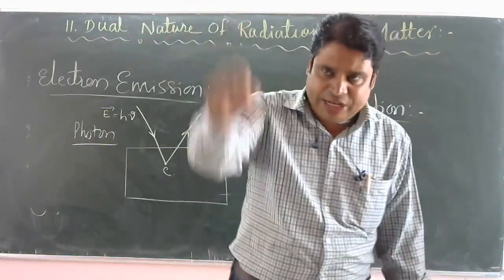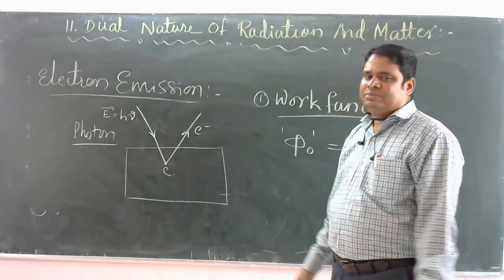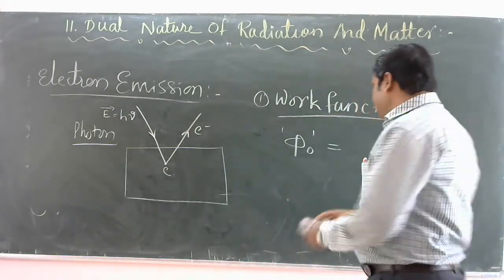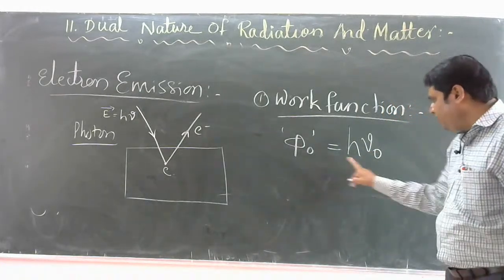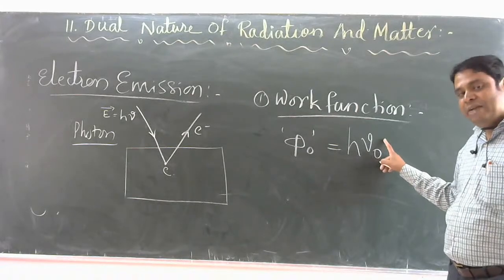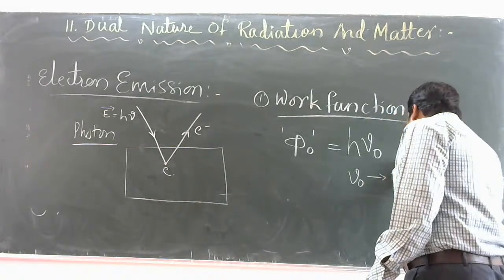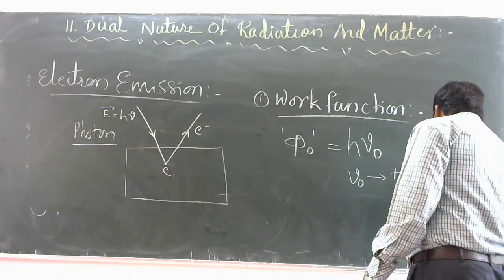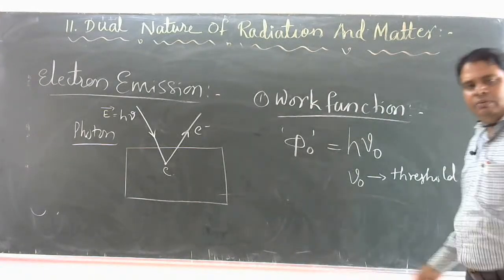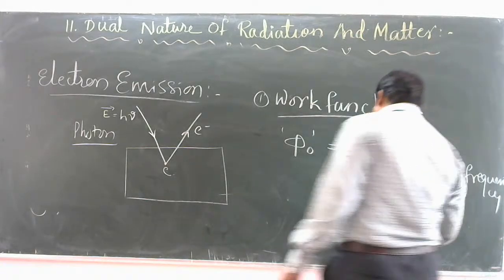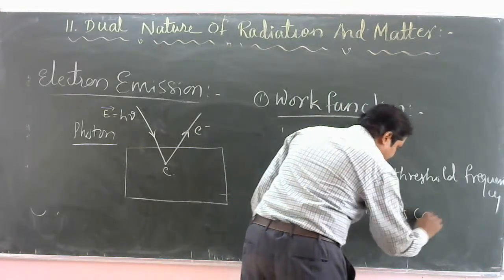The amount of energy required to just remove an electron from a metal surface is called the work function, phi naught. We usually represent the work function by h nu naught. Phi naught is equal to h nu naught, where nu naught is called the threshold frequency, and h is Planck's constant.